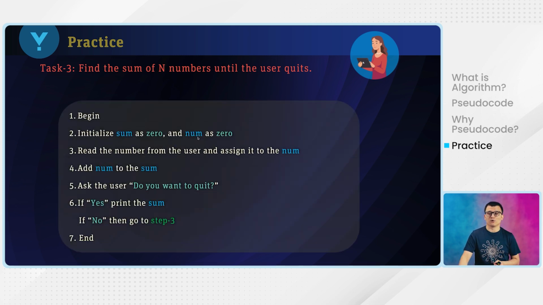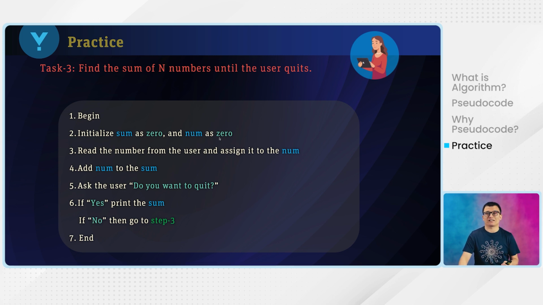So here's the pseudocode for this particular task. First we begin, okay? And then we need to have a variable which will be intended to be used for containing the final result at the end. Okay, we can name it sum. This one you can see as a container, okay, which will contain the final value at the end.